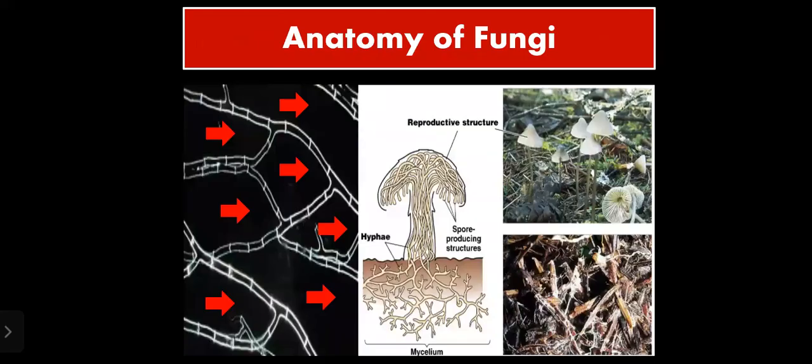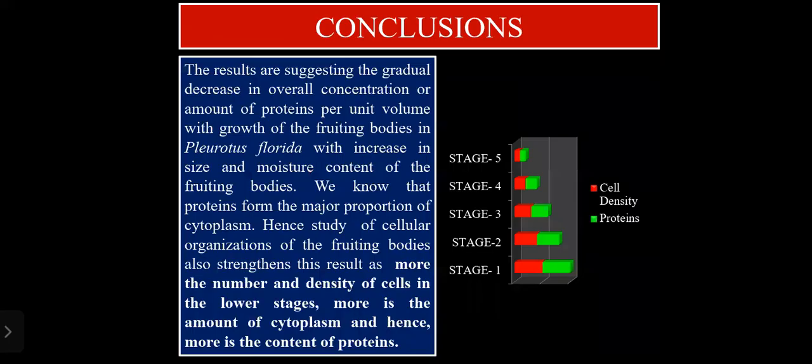Anatomically, most fungi acquire large intercellular spaces at maturity, which accounts for its sponginess. In this slide, the spaces are indicated with red arrows. Based on these studies, we conclude that there is a gradual decrease in overall concentration or amount of proteins per unit volume with the growth of the fruiting bodies in Pleurotus florida with increase in size and moisture content. We assume this to be true for most of the mushrooms.